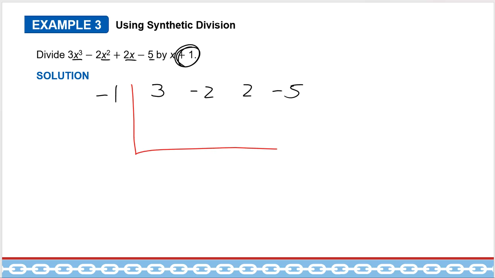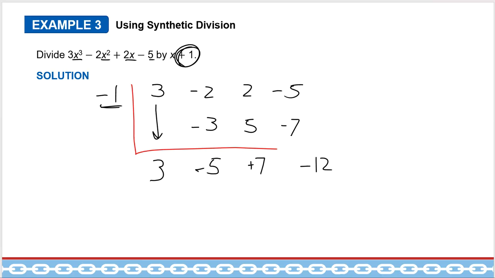Right? Drop the first term. Multiply that 3 by my k value of -1, and it goes here. Add down, -5. Multiply by the k value, -5 times -1 is 5. Add down, +7. Right? 7 times the -1 is -7. Add down. Right? Those are my coefficients.